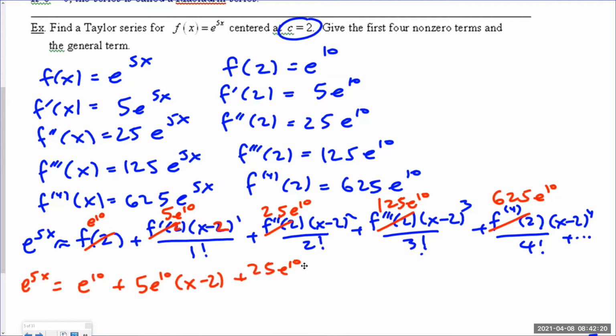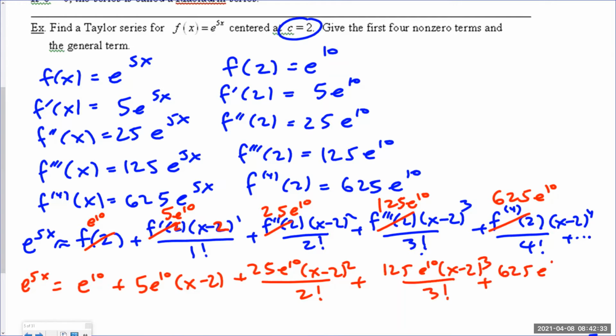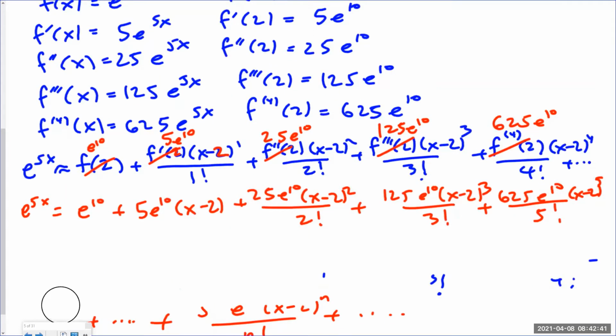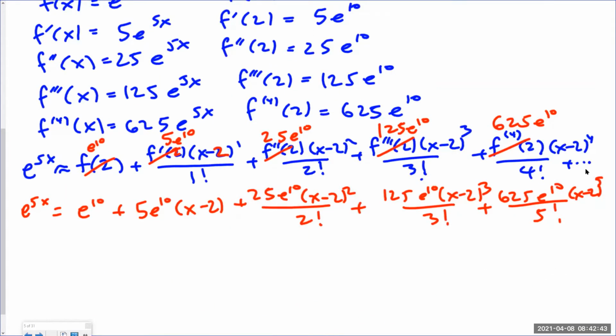I just realized I didn't put in my general term, so let me go ahead and do the general term here. This is plus 125e to the 10, x minus 2 to the third over 3 factorial, plus 625e to the 10, x minus 2 raised to the fourth over 4 factorial. Hopefully you guys have more room on your paper than I have here. Oh, did I do that wrong? Did I say 5? Okay, sorry, that's to the fourth, and that should be 4 factorial then, thank you.